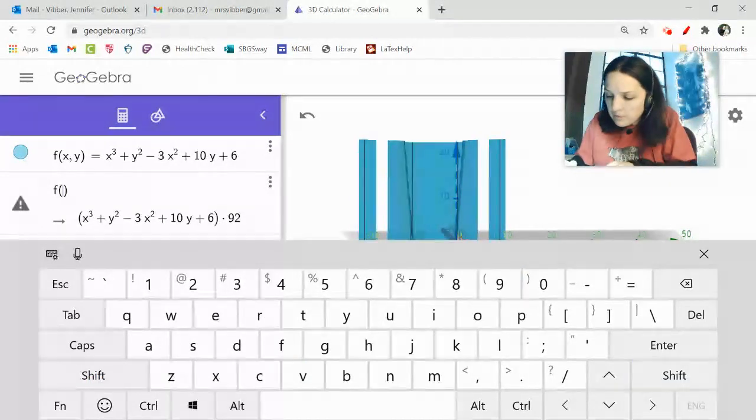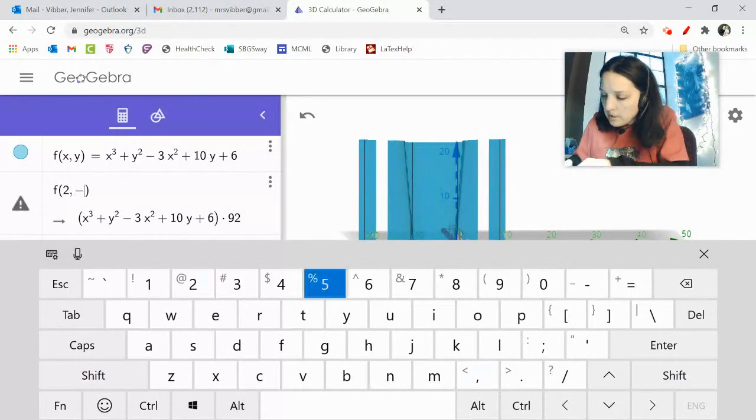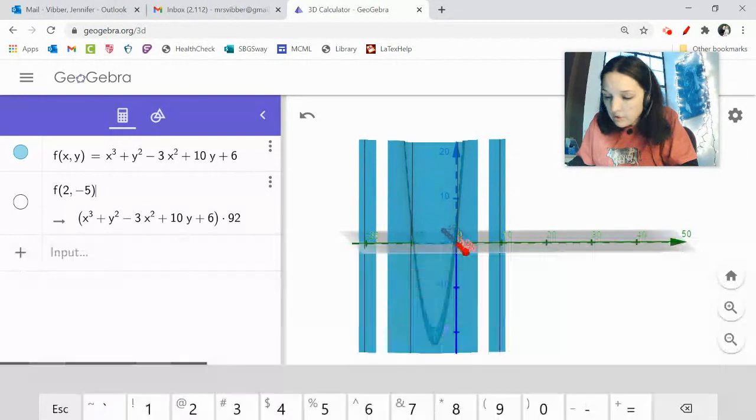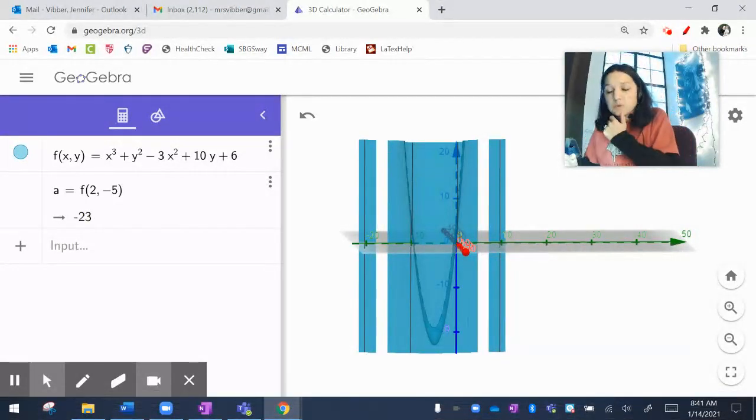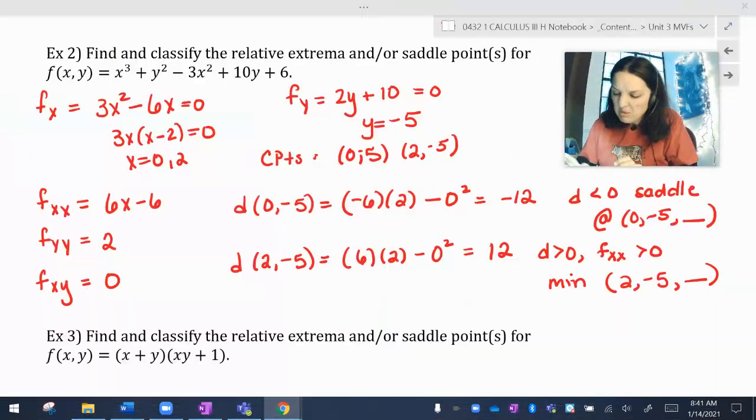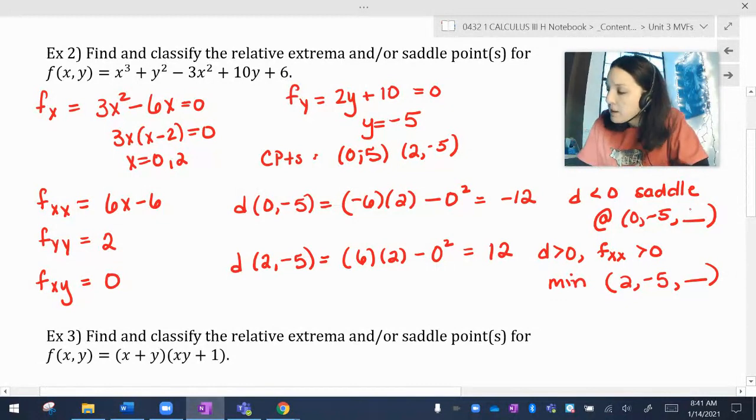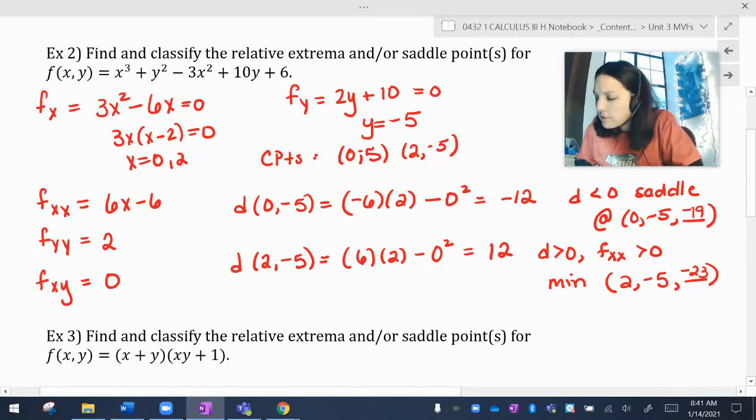F of (2, -5), there we go, is -23. So what did I say, -19 and -23? I think that's what I said. -19 and -23. And yeah, when we looked at it, the saddle was a little bit higher than the min. So I'm feeling pretty good.